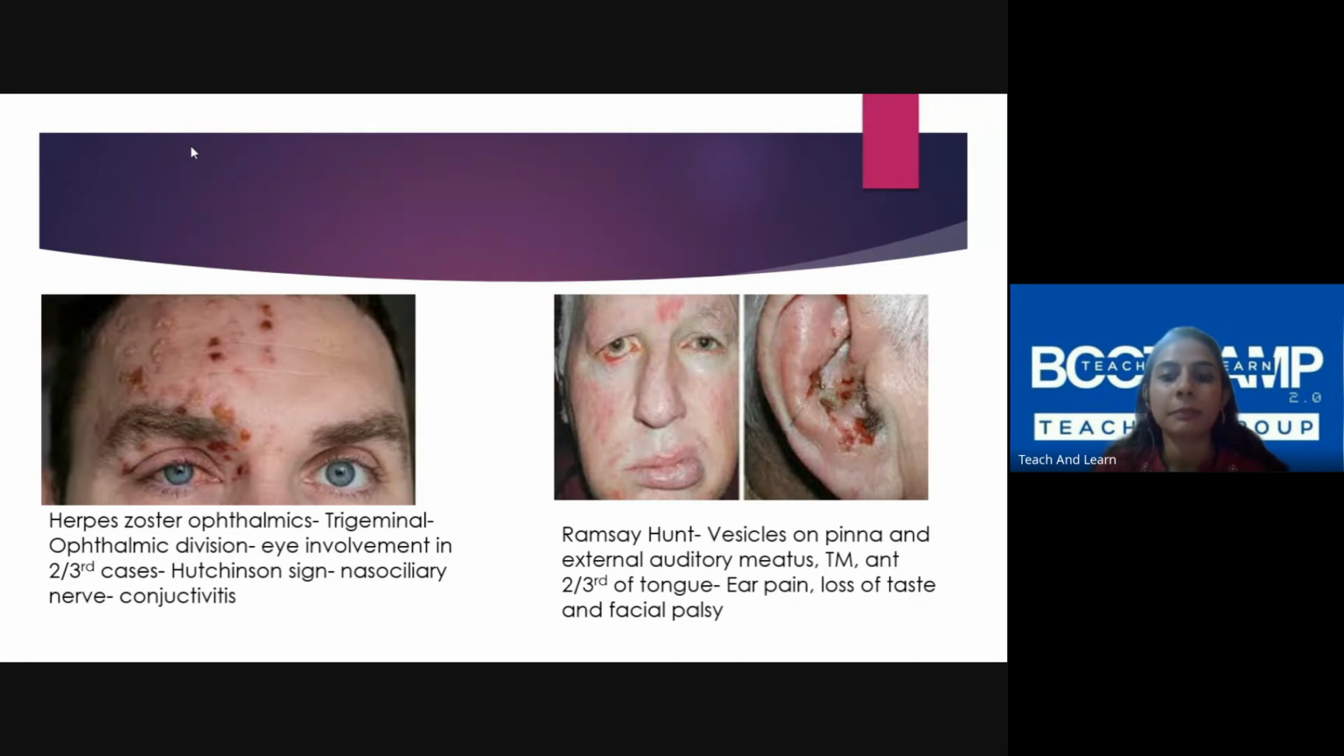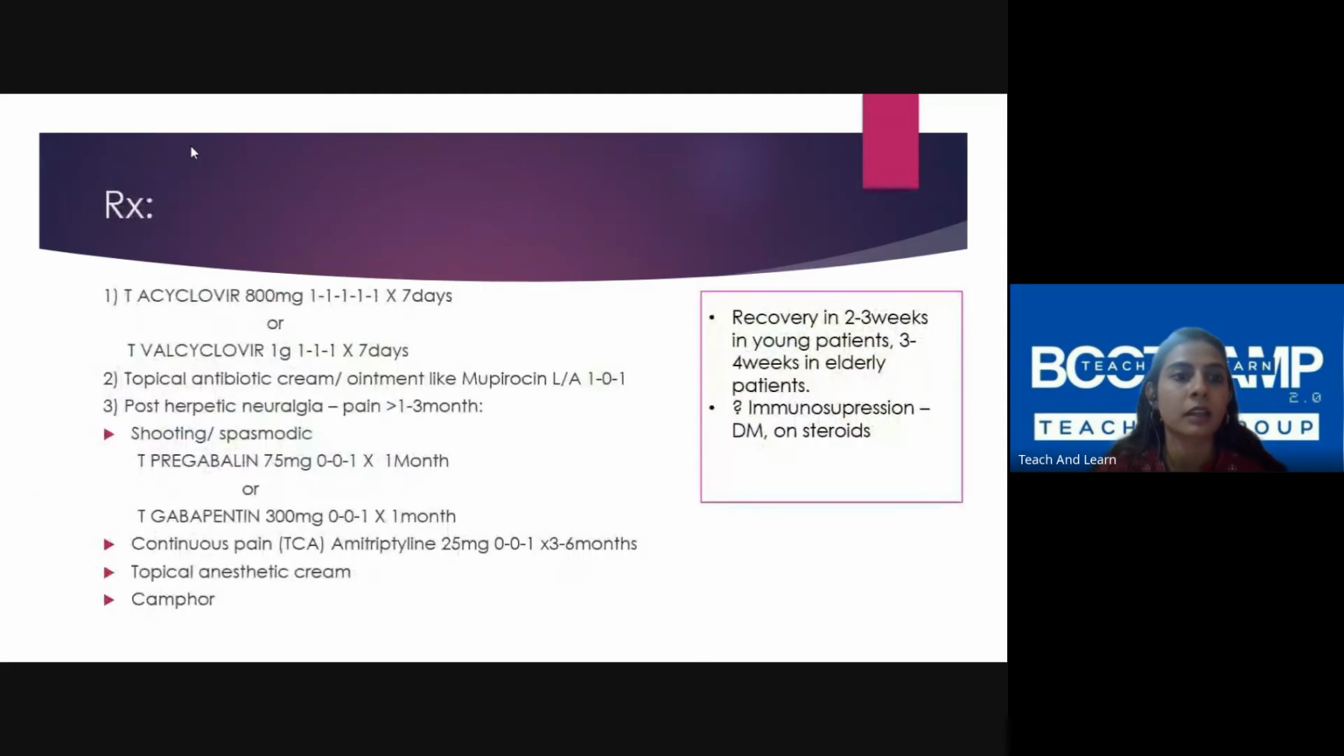Next is Ramsay Hunt. There will be vesicles on the pinna and the external auditory meatus, tympanic membrane, anterior 2/3 of the tongue, because of which there will be ear pain, loss of taste, complaints would be facial palsy and all of that. Now, what are you going to give for all these patients? Previously, we gave acyclovir 400. Here, it will be 800 mg, 5 times a day.